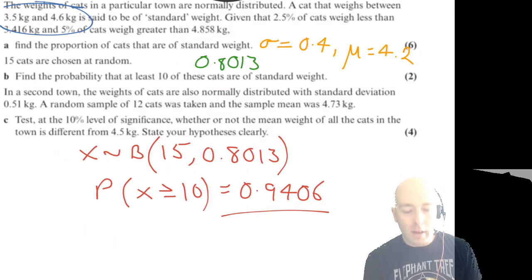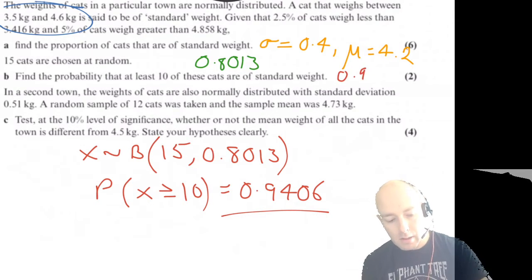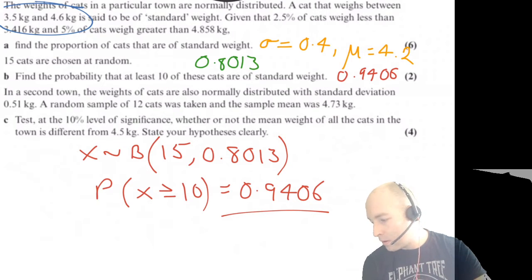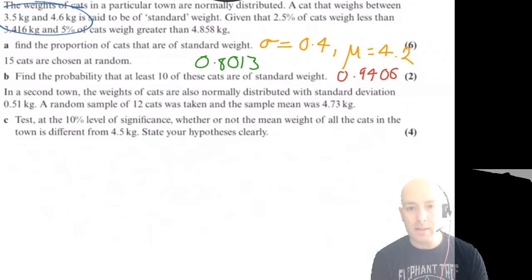All right. Let's write that down then. So 0.9406. So yeah, Ollie, good job so far. Last bit then is our normal hypothesis test for the sample means.